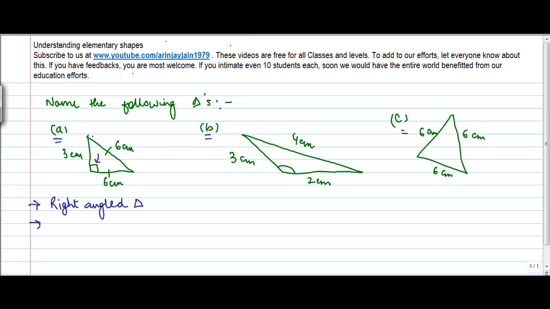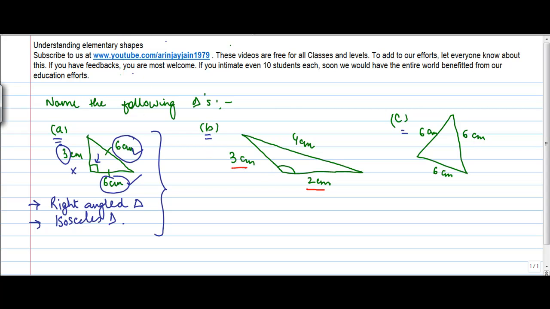Now, is there anything else that you can find out here? Well, the other thing that I note here is that this side is 6 centimeter, this side is 6 centimeter, and this is 3. So this side is equal to this side, but not equal to the third side. So therefore, the two sides of the triangle are similar. So I call this an isosceles triangle. So I've named the first one. Let me move on to the second.